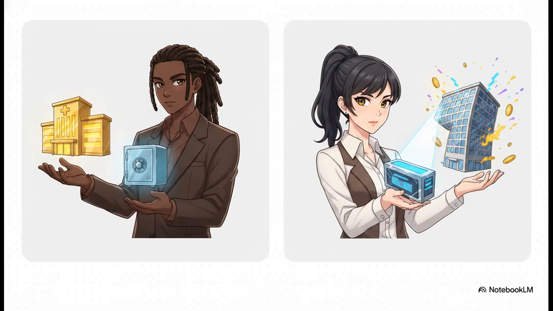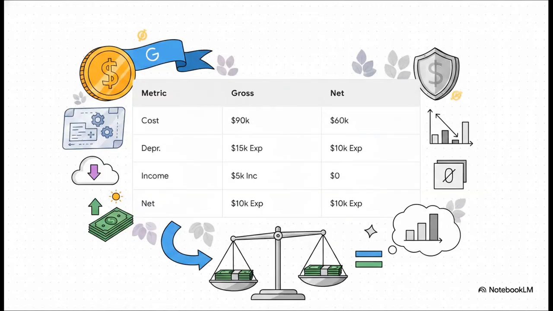You are literally shrinking the asset's value on paper, and from then on, you only depreciate that new lower net amount. Let's actually run the numbers on a 6-year asset to see how this plays out. Imagine you have a $90,000 asset and you get a $30,000 grant. Under the gross approach, you're recording a $15,000 depreciation expense and $5,000 in grant income every single year. But under the net approach, your asset is now only worth $60,000 on the books.